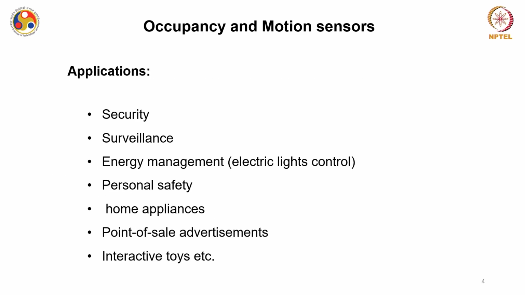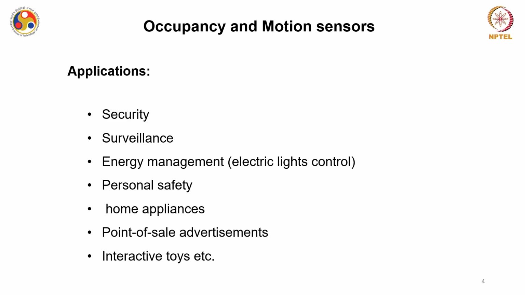The application of occupancy and motion sensors is enormous. For security purposes, for example, say you are sitting in one room and that room belongs to someone and they want to monitor whether the room is occupied or not. Or there is some private area which has to be monitored, that no one should enter that particular area. So for security reasons, these kinds of sensors are very, very important, particularly for surveillance applications.